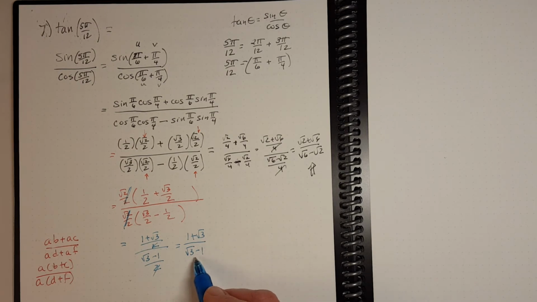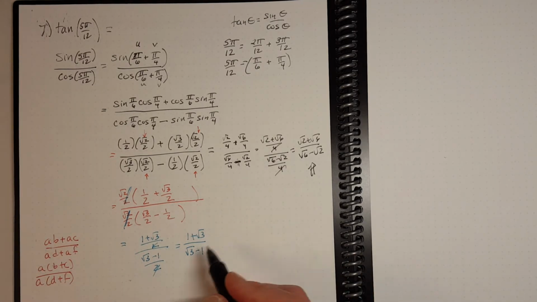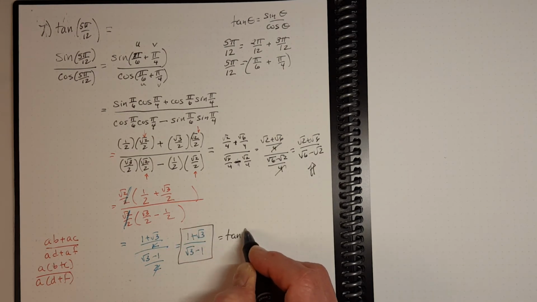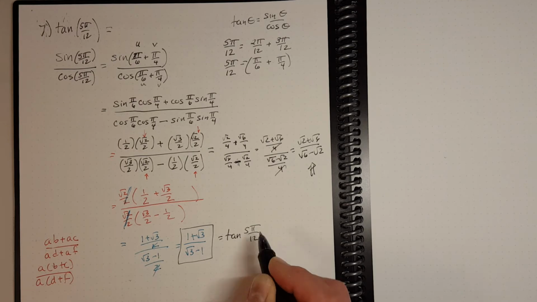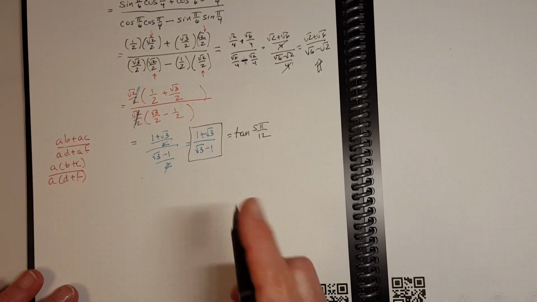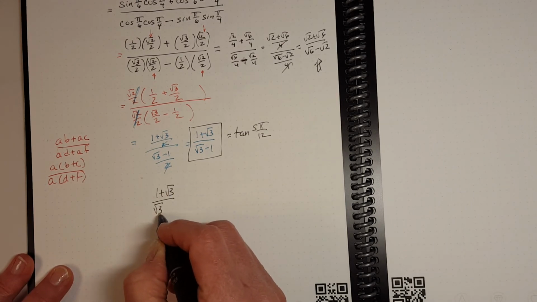Now, how do I rationalize the denominator? Well, I multiply by the conjugate. So just in case you forget how to do that, I'll remind you here, right? So this is the answer. This is tan of 5 pi over 12. But it's not really in the simplest form in terms of math. So we're going to just remind ourselves, how do we get that so that there's no radical on the bottom?